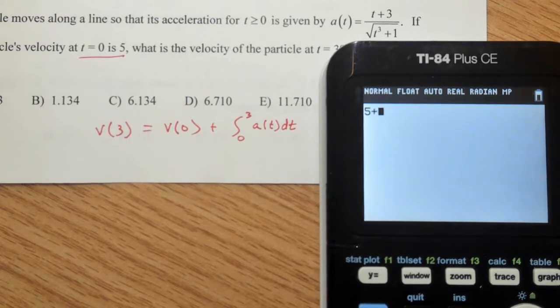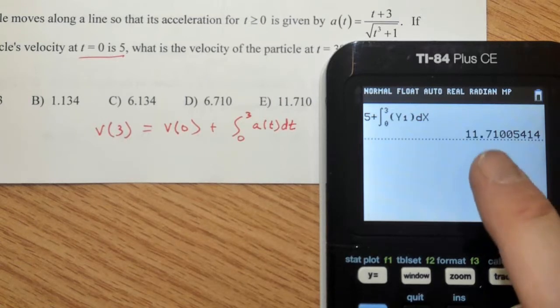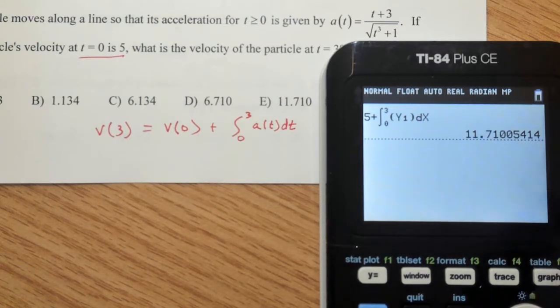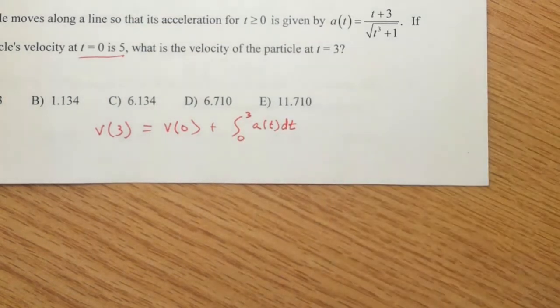So 5 plus, and then the integral, so that's math 9. Our low bound is 0, our upper bound is 3, and our acceleration function is located in y1. So we have y1 dx, and when we hit enter, after thinking for a little while, we see 11.710, which matches with answer E. So we'll select that one, and the first page is done.